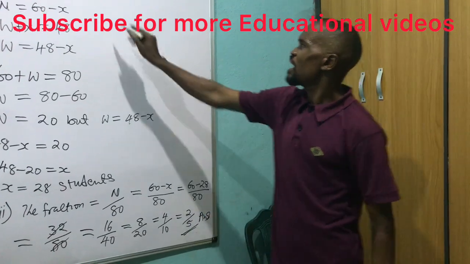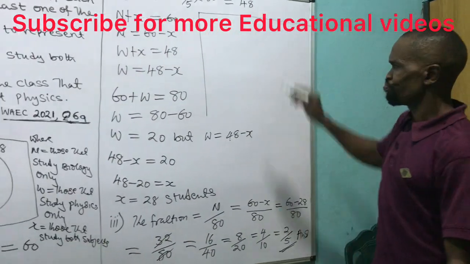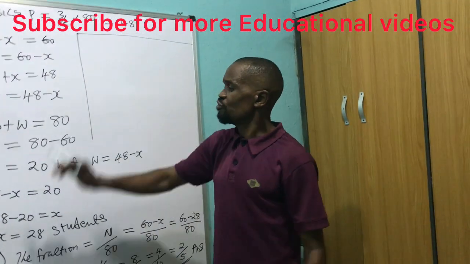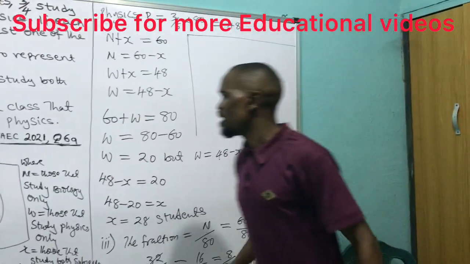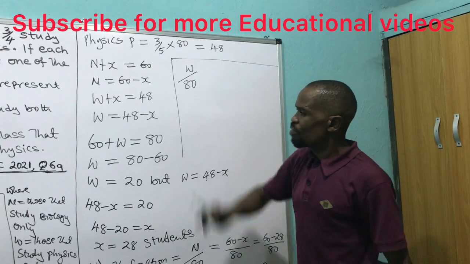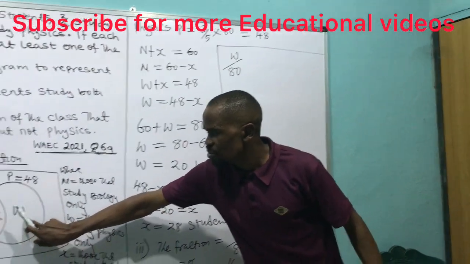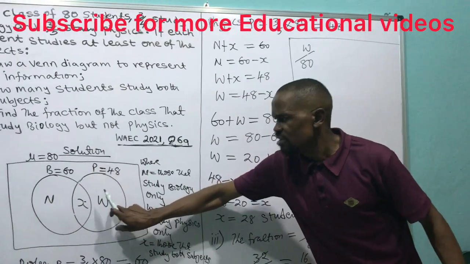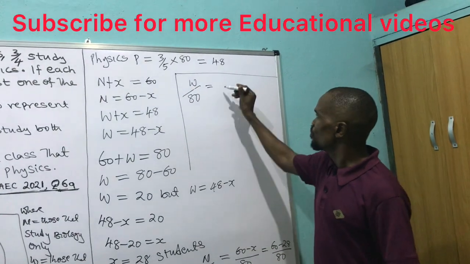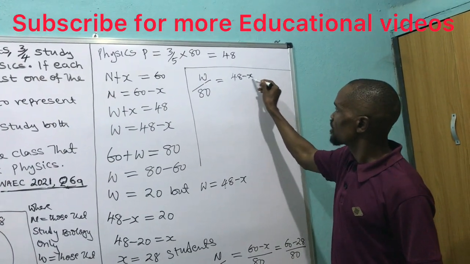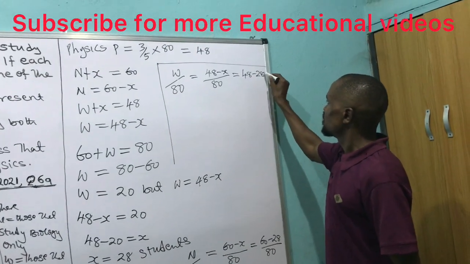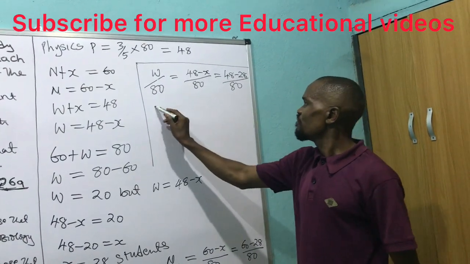Assuming they ask me the fraction of those that study physics, but not biology, it will be W over 80. W is the number of the people that study only physics, but they are not studying biology. What's my W? My W is already 48 minus 1x all over 80. Then what's my x? My x is 28 all over 80.